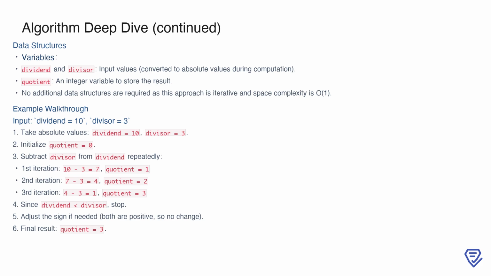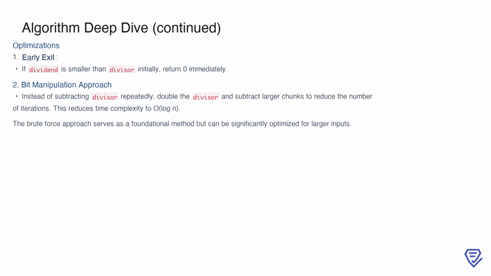At this point, the dividend is less than the divisor, so we stop. Since both inputs were positive, no sign adjustment is needed. The final result is a quotient of 3. To optimize this approach, we can implement a few enhancements.